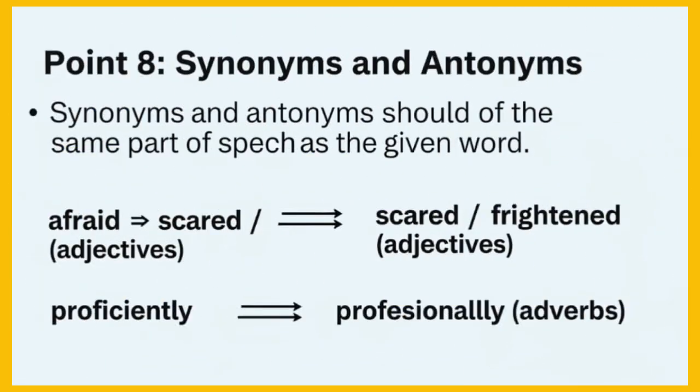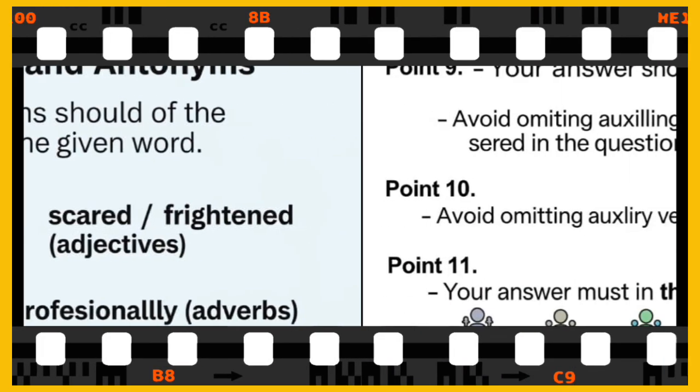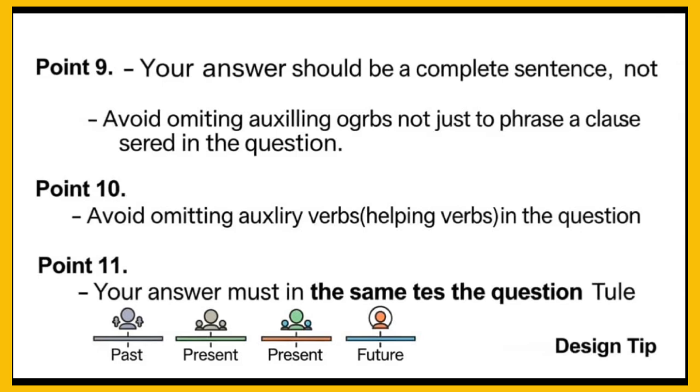8. Synonyms and antonyms should be of the same part of speech as the words given. For example, the synonym of afraid could be scared or frightened, all of which are adjectives. Again, the synonym of proficiently could be professionally, both of which are adverbs. 9. Your answer should be a complete sentence, not just a phrase or a clause.